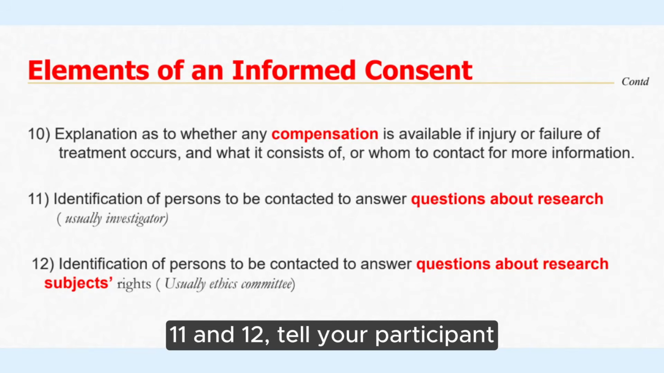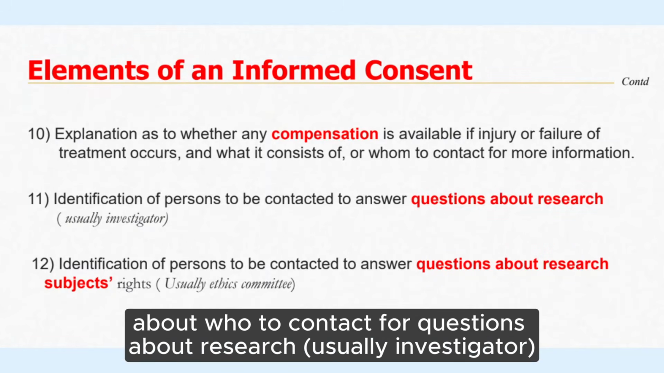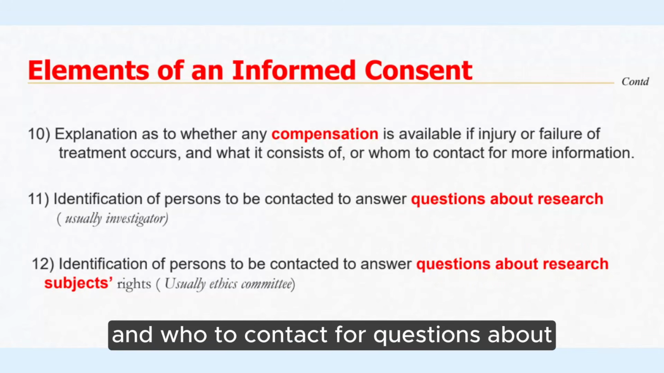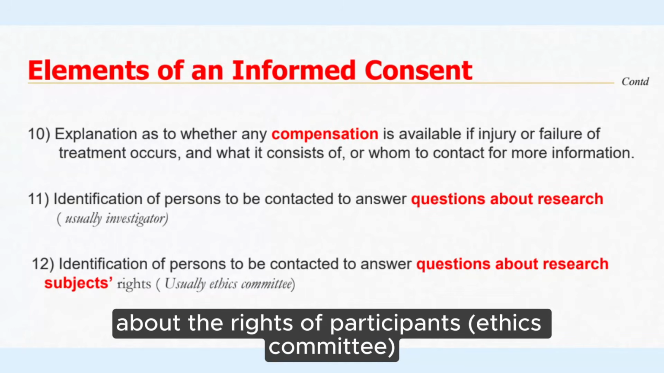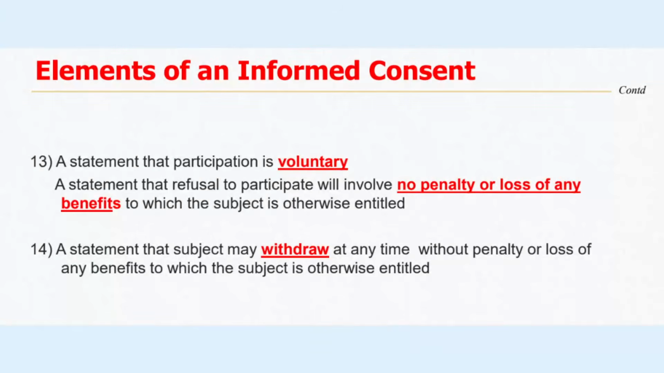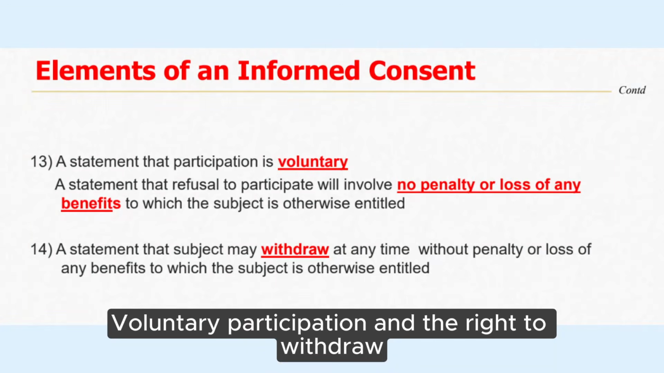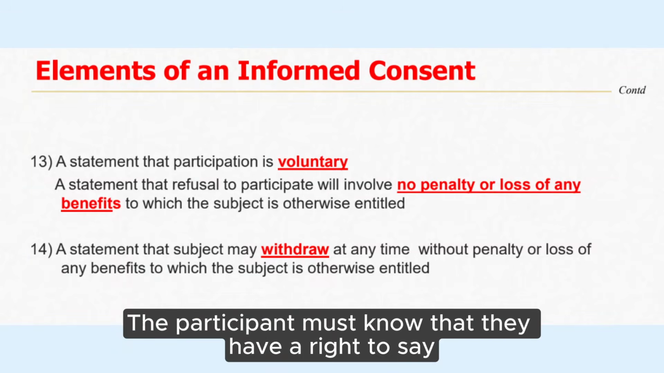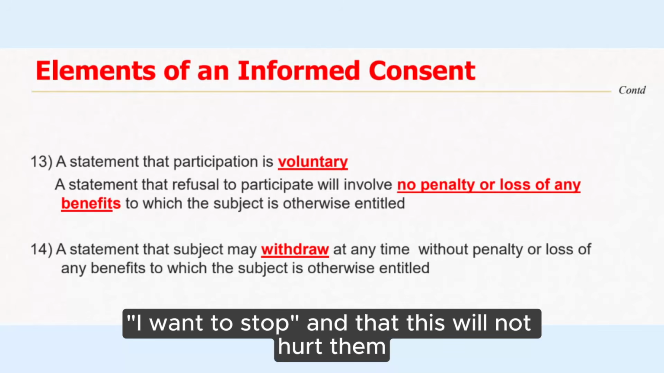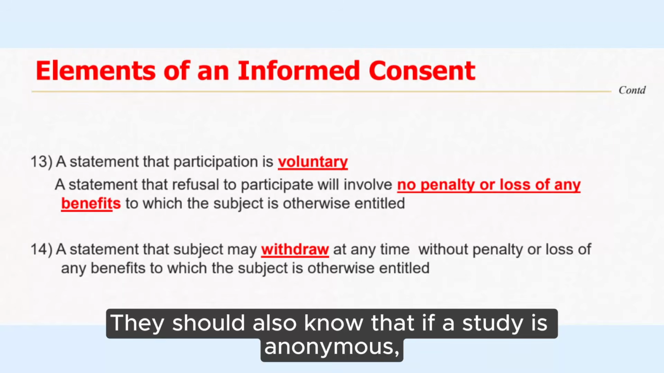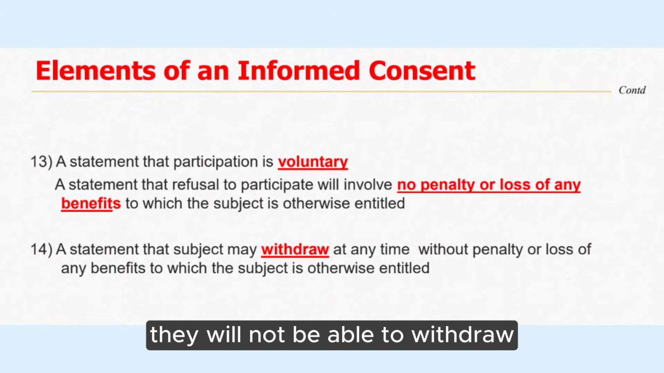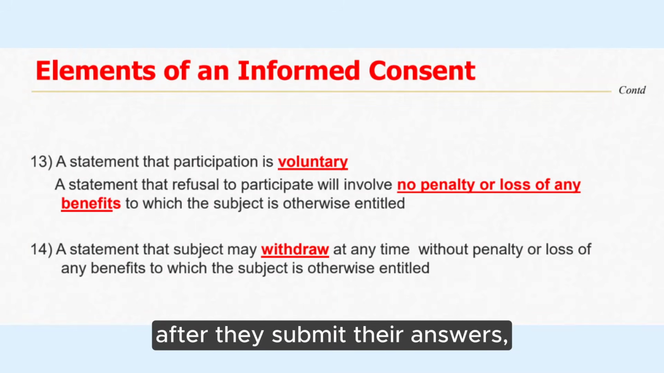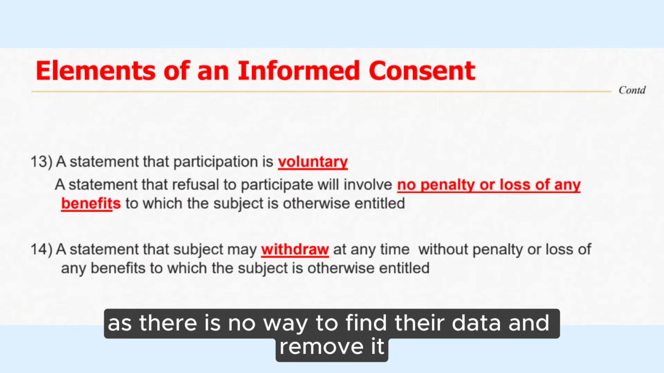11 and 12. Tell your participant about who to contact for questions about research and who to contact for questions about the rights of participants. 13 and 14. Voluntary participation and the right to withdraw. The participant must know that they have a right to say, I want to stop, and that this will not hurt them. They should also know that if a study is anonymous, they will not be able to withdraw after they submit their answers, as there is no way to find their data and remove it.